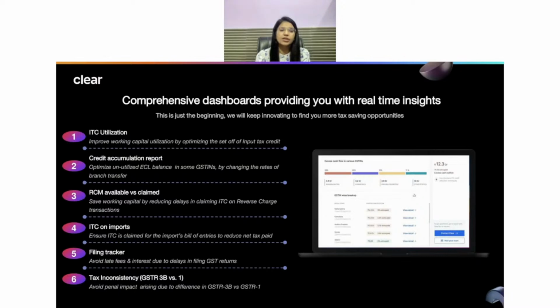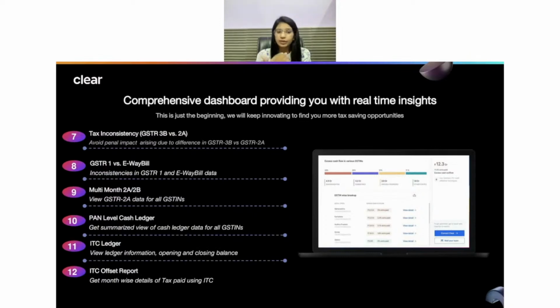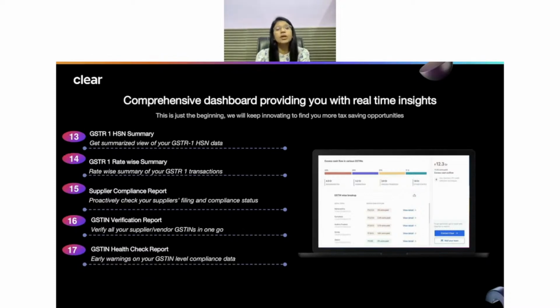Similarly, there are some other kinds of reports, which are the credit accumulation report, the RCM available versus claim report, the ITC report, the filing tracker. So all of these reports, you can always look into. You can even run a lot of reconciliations which are already available in ClearText, and make use of this so as to reply to the notices or avoid the notices. It tells you upfront so that you don't have to worry about the discrepancies while you are filing your returns.